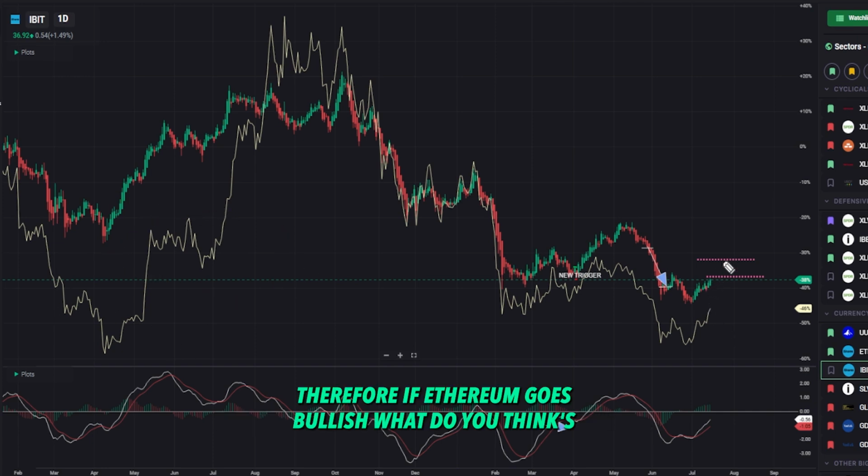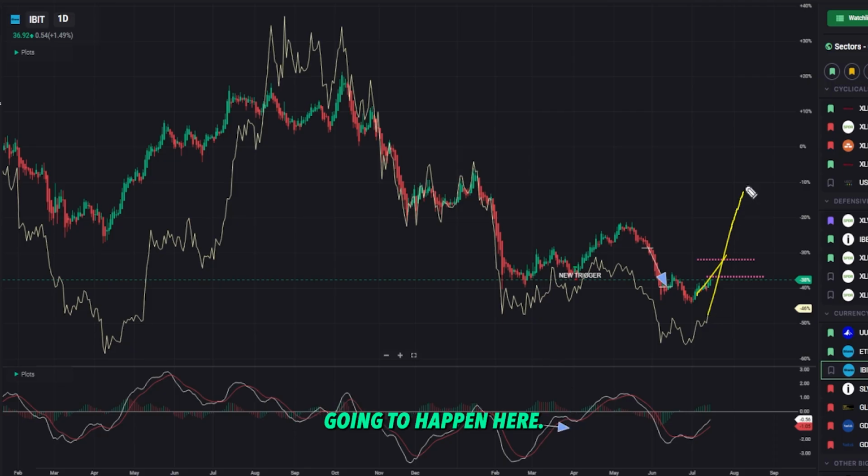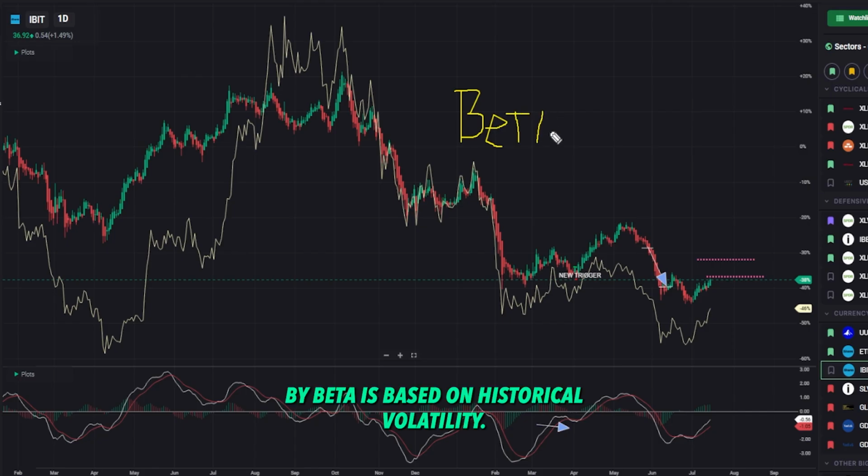Therefore, if Ethereum goes bullish, what do you think is going to happen here? The one with the bigger beta. Beta. Now, what is beta? Beta is based on historical volatility.